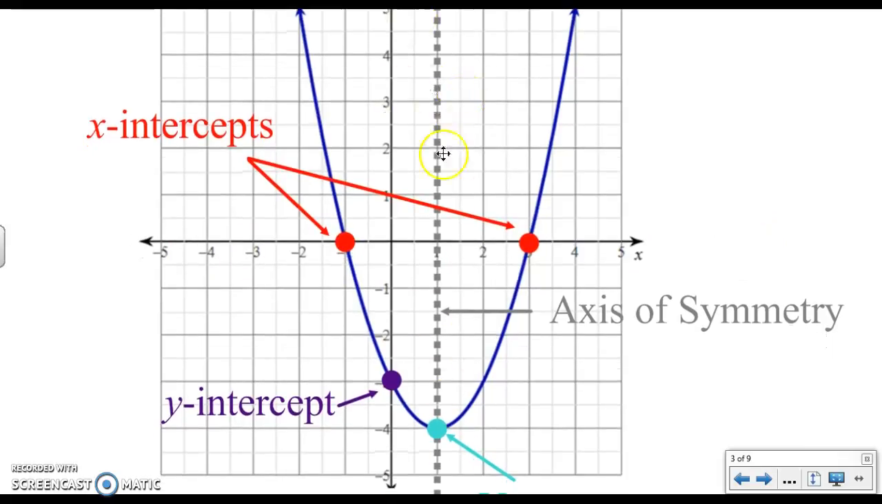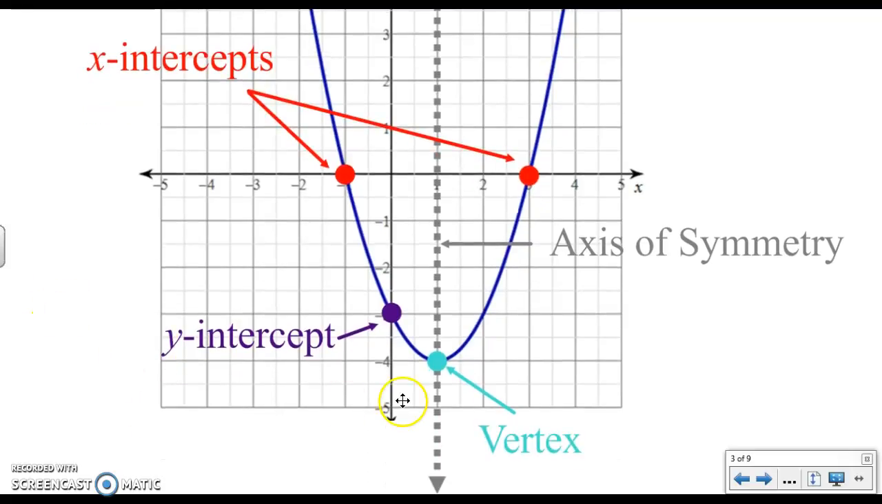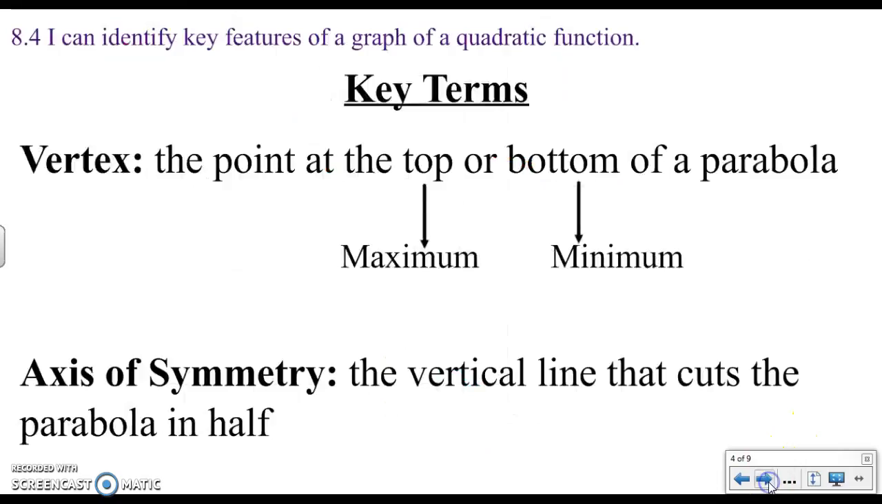Key features here: the axis of symmetry splits the graph in half. The vertex is at the very top or bottom of the graph, so the minimum or maximum. The y-intercept is the point where the graph crosses the y-axis, and the x-intercept is the point where the graph crosses the x-axis. Remember, for your x-intercept, there could be 0, 1, or 2 x-intercepts.